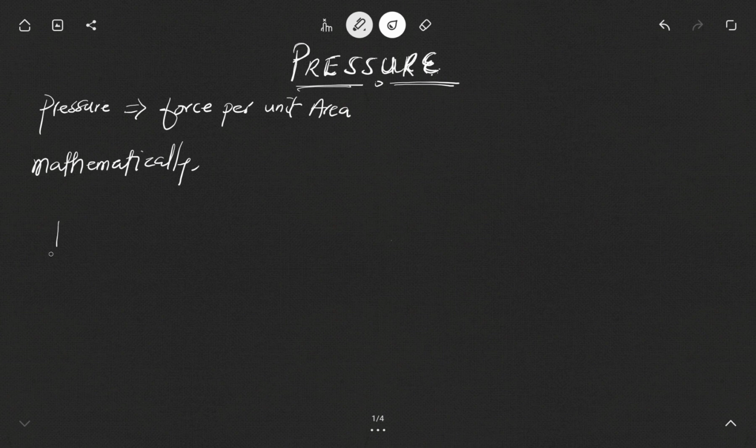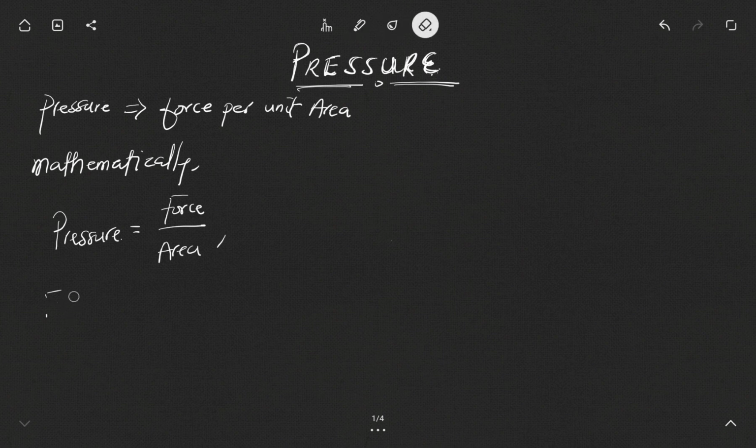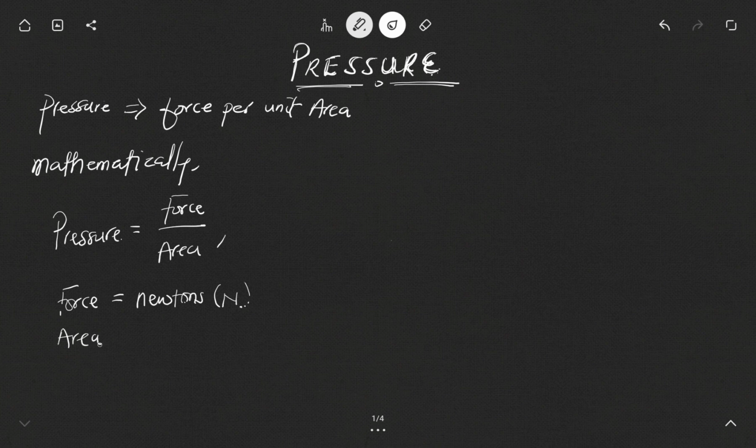we are saying that pressure is equal to force over area, where our force is measured in newtons, capital N, and our area is measured in meters squared.